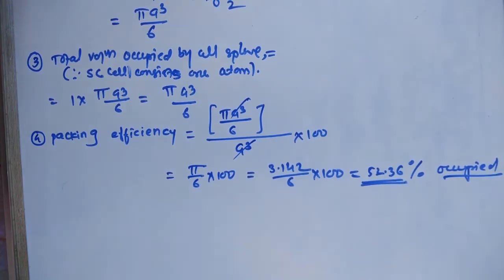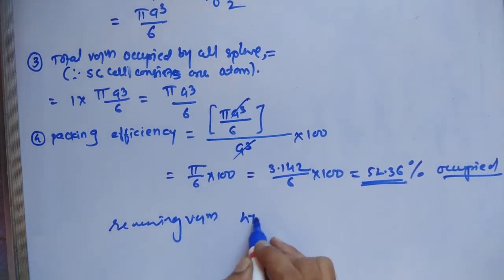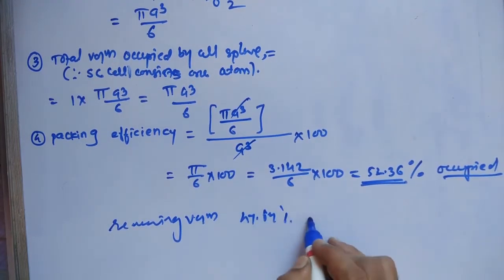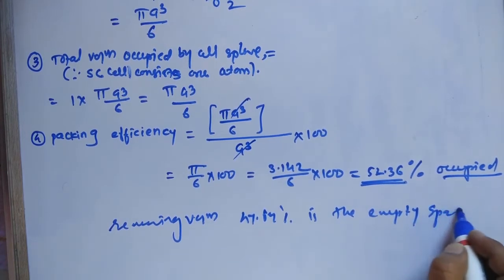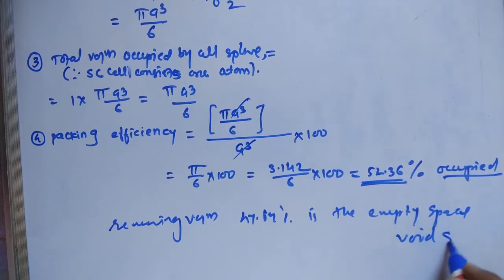So the remaining is the void space. Okay, that is the remaining volume, that is 47.64% is the empty space, or void space, is it? So this is the packing efficiency of the simple cubic lattice and simple cubic unit cell.